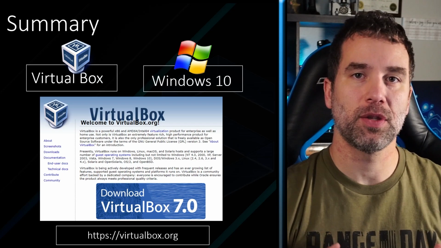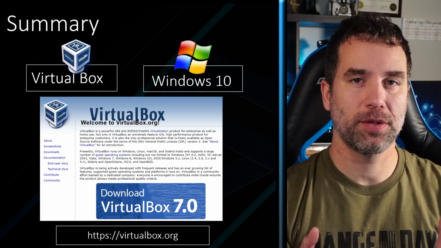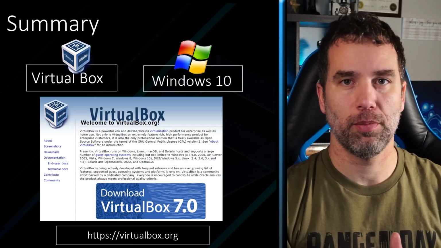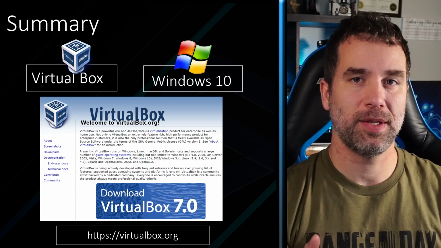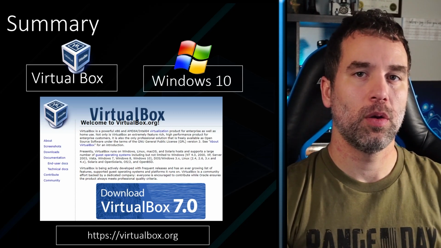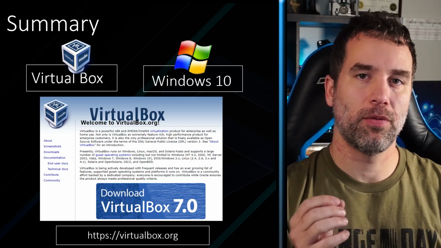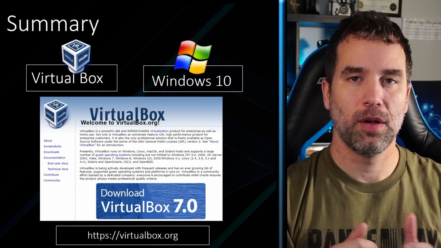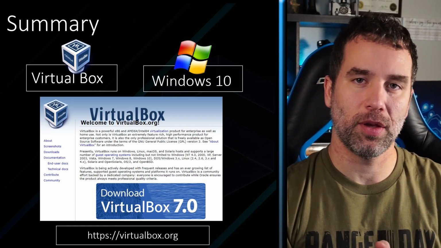Today, we will be installing VirtualBox on a Windows 10 machine, but the steps and processes are very similar for both Linux and Mac OS. VirtualBox is made and maintained by Oracle and can be downloaded at virtualbox.org. We use VirtualBox, or VBox for short, to launch software-based fake machines. These fake machines, or virtual machines, can be used for a variety of things.